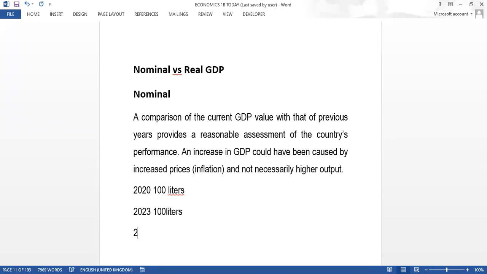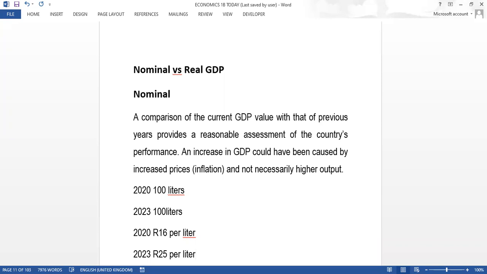In 2020, the price per liter of fuel was around 16 rand per liter. And the pricing in 2023 for fuel, approximately, let's just say 25 rand, just for us to be able to calculate. So you can see that we have the same amount of production between 2020 and 2023. But what has changed here is the pricing.